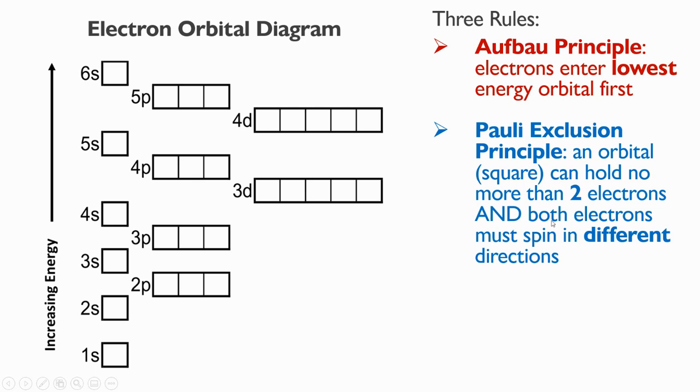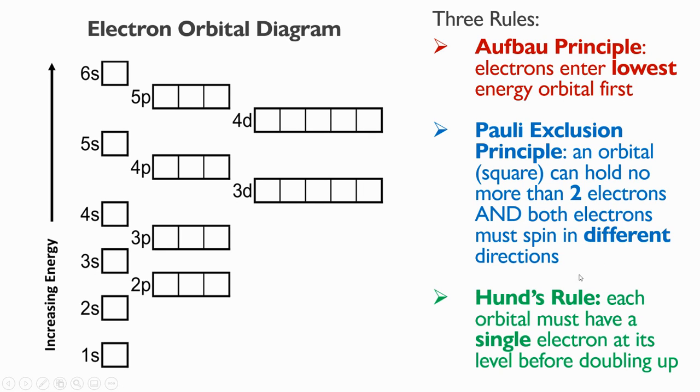There's a lot that we can learn about them. But just understand that for them to work and for quantum physics to hold up, they must spin in different directions. So we're going to denote each electron in the box by an arrow. I'll show you that here in a second. And then lastly, Hund's rule. Each orbital must have a single electron at its level before doubling up.